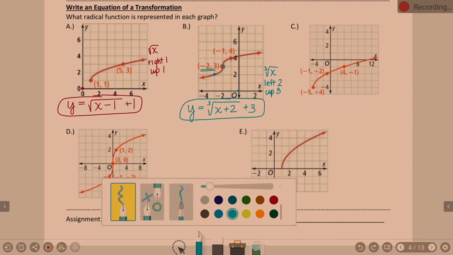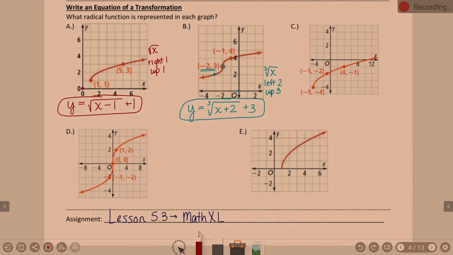Okay. Let's move quickly, I guess. What type of graph is C? It's a square root graph. I should have a point at 0, 0. Where is that point at instead? It went where? Left 5 and down 4. No reflection. It looks normal, yes.